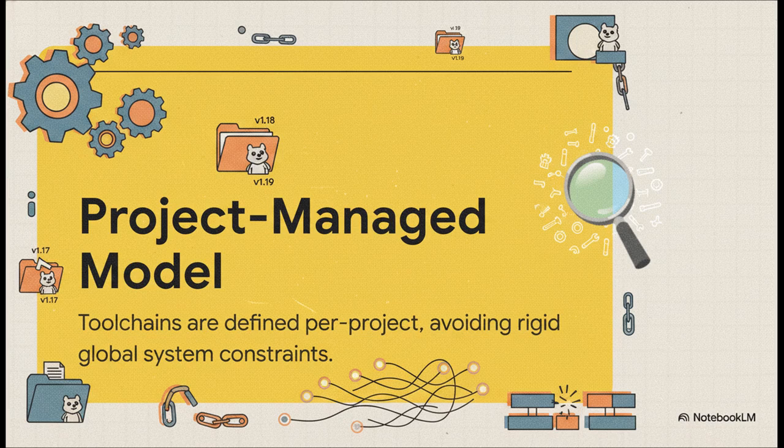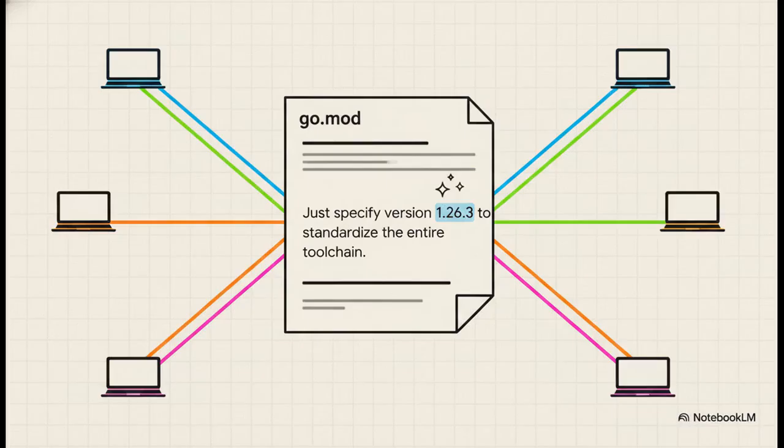Now, this isn't just some quirky little feature. We are talking about a fundamental philosophical shift by the Go team. They intentionally moved away from the old, rigid, system-managed model, the one where you just have to pray that your global system installation happens to match the specific project you're working on. Instead, Go has fully embraced a project-managed model. This means your toolchain version is defined and managed seamlessly per project. It's a completely integrated, batteries-included approach that frees you from the absolute nightmare of juggling conflicting Go versions across your operating system.